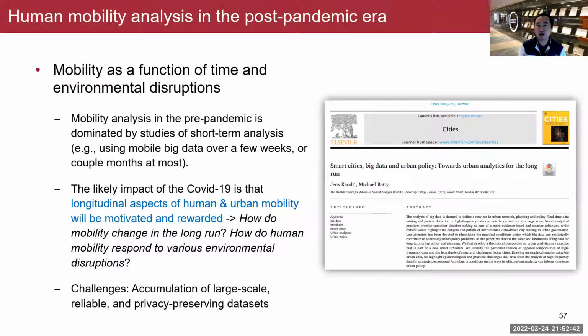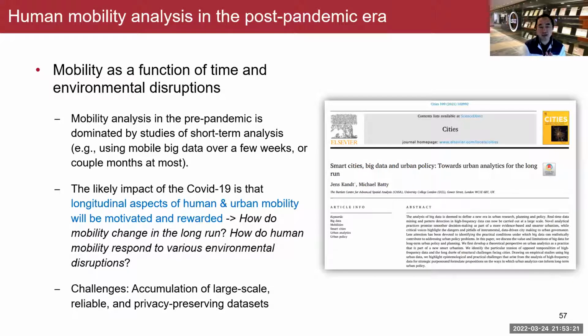This is a very big field. There are many experts here and around the world, so I have no way to anticipate from an overall perspective; I just want to share some of my personal views. First, in the pandemic, we will really treat mobility as a function of time and environmental disruptions, and try to look at how mobility changes over a very long period of time. So I think in the near future, longitudinal aspects, long-term urban analytics, will be motivated and rewarded, to see how cities and mobility adapt to different kinds of things over a long period of time.